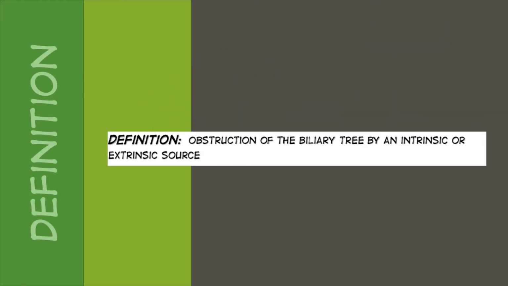So the definition of obstruction is really just some sort of blockage within the biliary tree. And we know that these can be either from intrinsic or extrinsic sources. So intrinsic is going to be a stone within the bile duct, a tumor within the bile duct, something in the bile duct blocking it, where extrinsic sources are going to be something outside of the duct pushing it shut.